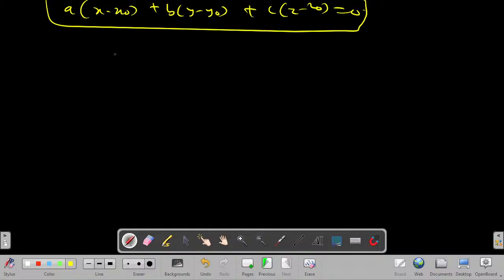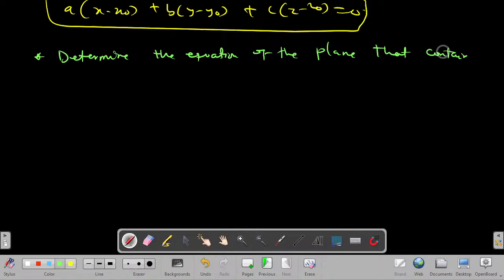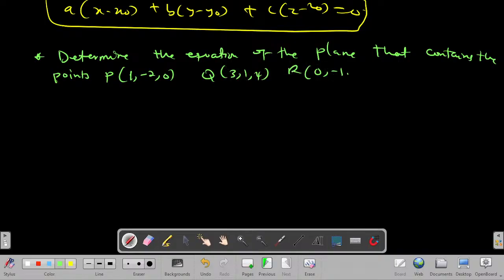So with that known, let's just try a simple example and move on. Determine the equation of the plane that contains the points P given as 1, negative 2, 0, Q given as 3, 1, 4, and R given as 0, negative 1, 2. Determine the equation of the plane that contains the points P, Q, and R.